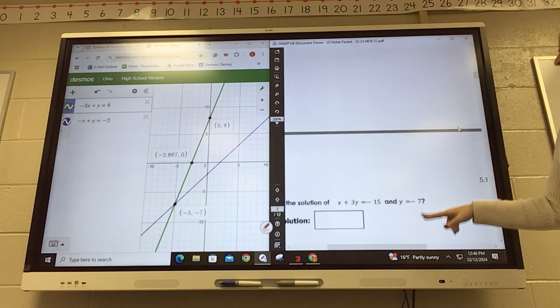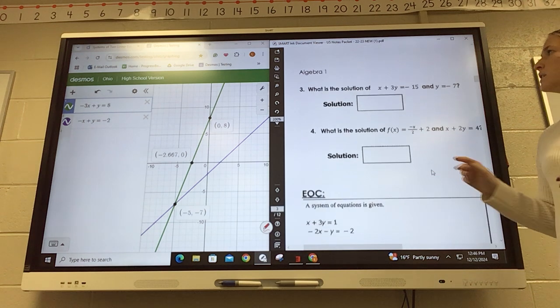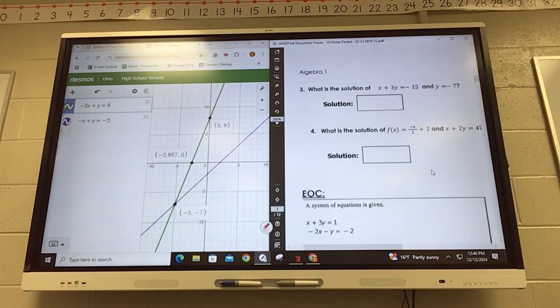Okay, so page number 2. What is the solution of x plus 3y equals -15 and y equals -7? If I gave you a question like that, what would you do with it? Just plug it into Desmos, right? It didn't even give you a graph to try to do it by yourself. It wants you to plug it into Desmos.